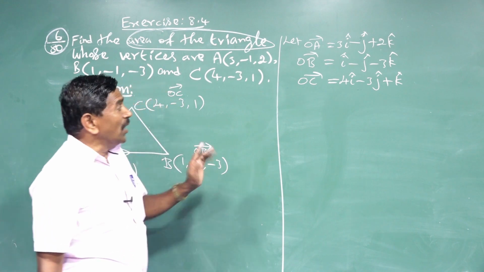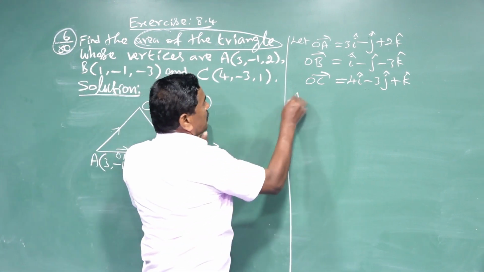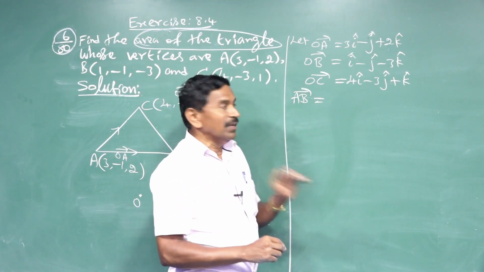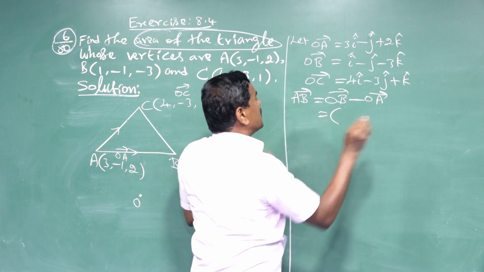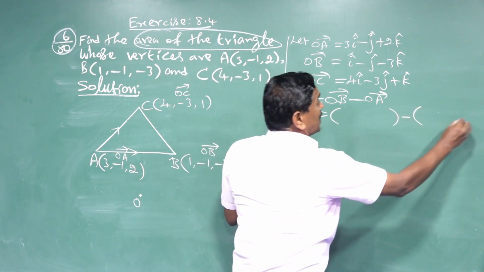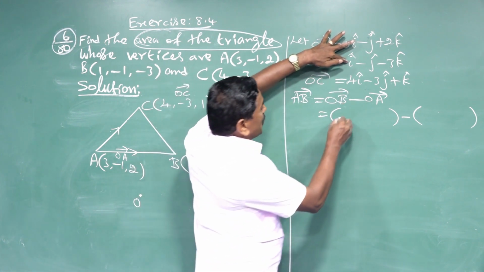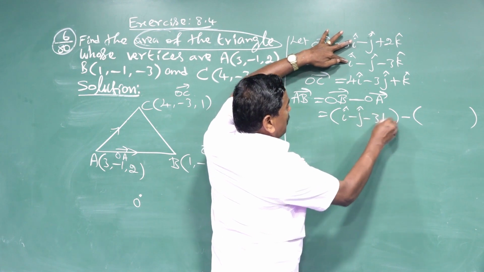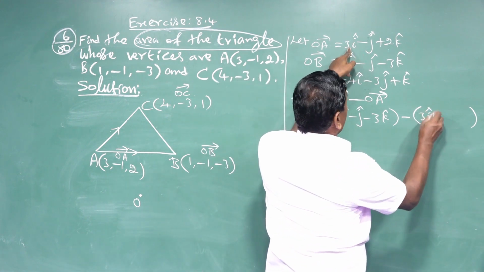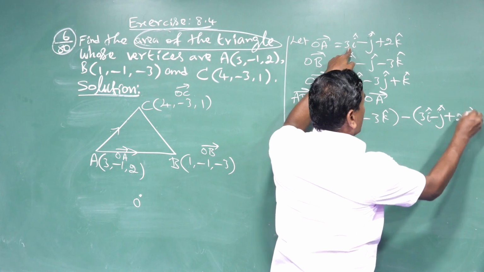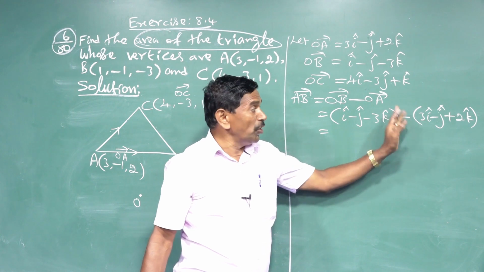Now, I want to find AB vector and AC vector. AB vector is equal to second minus first, that is OB vector minus OA vector. OB vector is equal to i cap minus j cap minus 3k cap, minus OA vector, and OA vector is equal to 3i cap minus j cap plus 2k cap. Now just a subtraction. Minus is going to multiply all the elements.